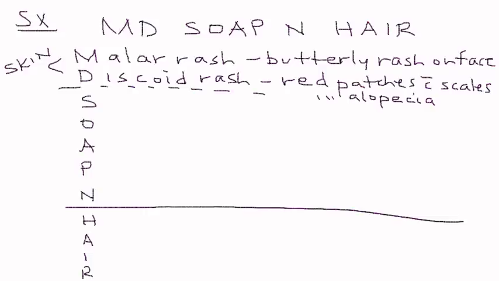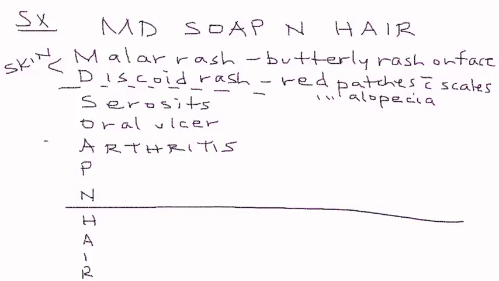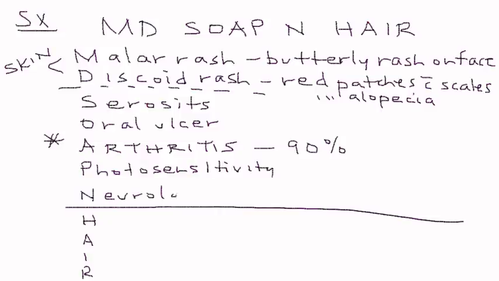And the next category, the S is for serositis, the O is for oral ulcers, the A is for arthritis. And arthritis is a big one. I'll put a star next to it because 90% of lupus patients will have arthritis. The P is for photosensitivity. And the N is for neurologic abnormalities.